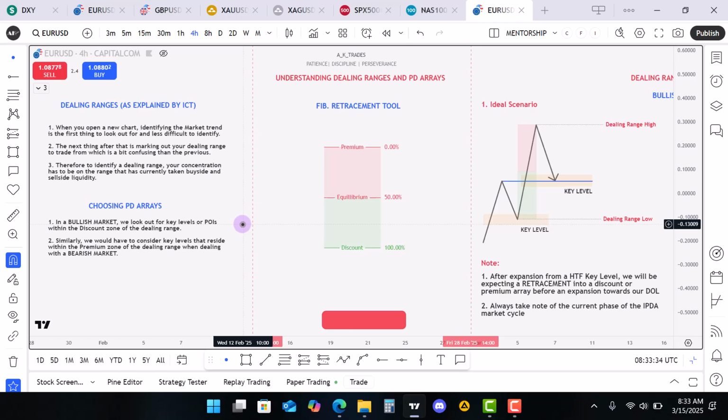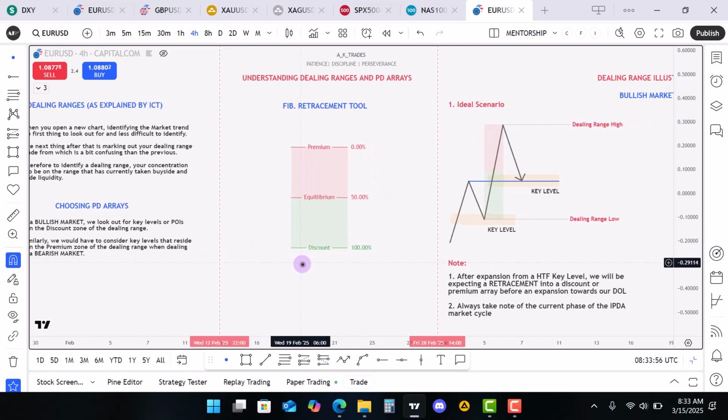Now, when it comes to choosing your PD arrays, in a bullish market, we look out for key levels or points of interest within the discount zone of the dealing range. Similarly, we would have to consider key levels that reside within the premium zone of the dealing range when dealing with a bearish market. Now, personally, I use the FIB retracement tool to mark out my premium and discount levels of the dealing range.